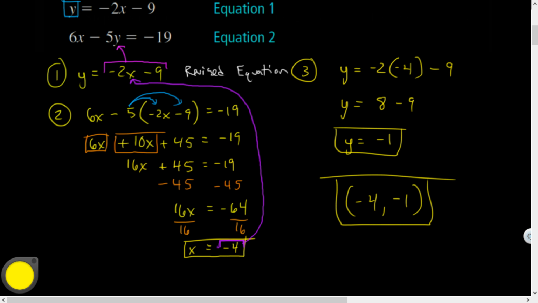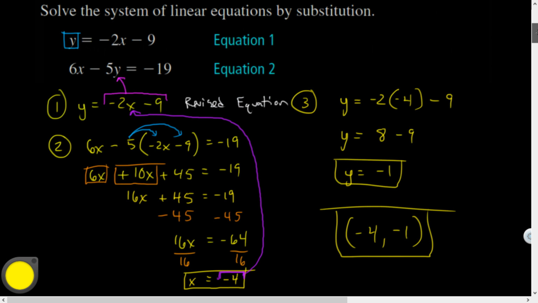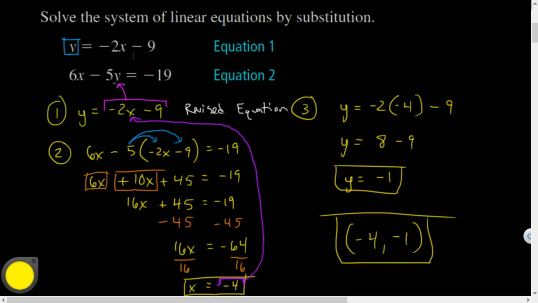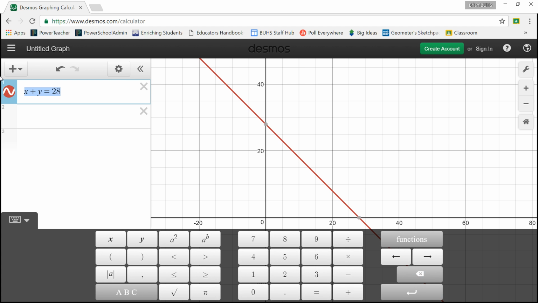All right, let me see if I can cruise through 2 more examples here. Actually, do you want to see a graph of this just to verify it? Do you want me to Desmos graph this real quick to see if it actually intersects at negative 4, negative 1? Let me do that. All right, y equals negative 2x minus 9. Let me clear out these. Y equals negative 2x, what was it? Minus 9? Did I get that right?